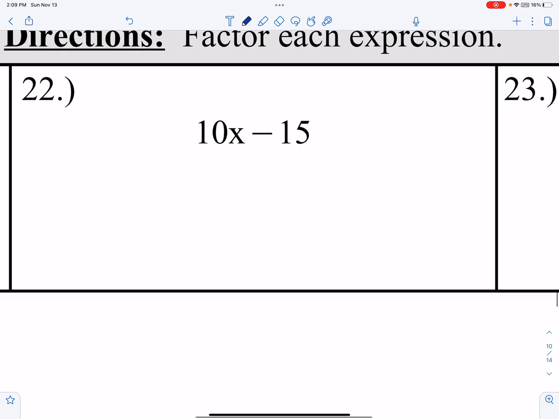Next one, I can't pull out a 10, but I can factor a 5 out of both of those. Okay, so we have 5 times 2x, and then minus 5 times 3, and so there we go. And so you could have KFC'd that or left it like that. You just want to double check. 5 times 2x is 10x, and 5 times a negative 3 is still a negative 15.